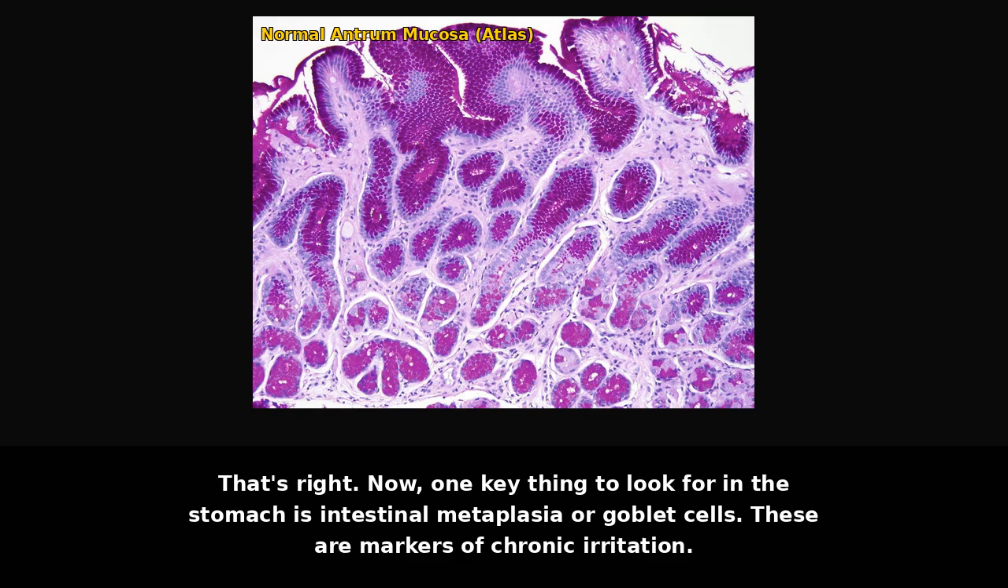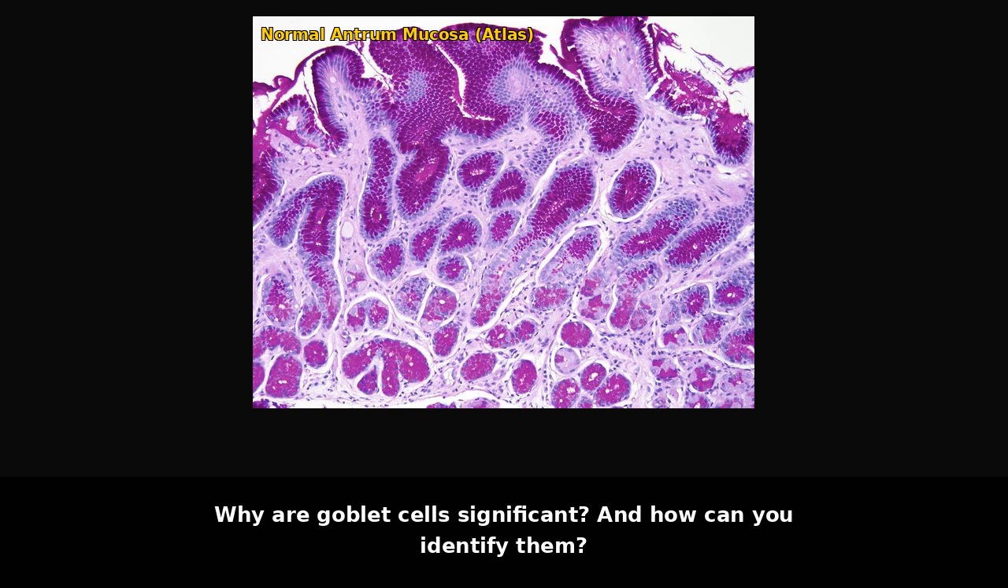And that's now one key thing to look for in the stomach: intestinal metaplasia or goblet cells. These are markers of chronic irritation. Why are goblet cells significant? And how can you identify them?